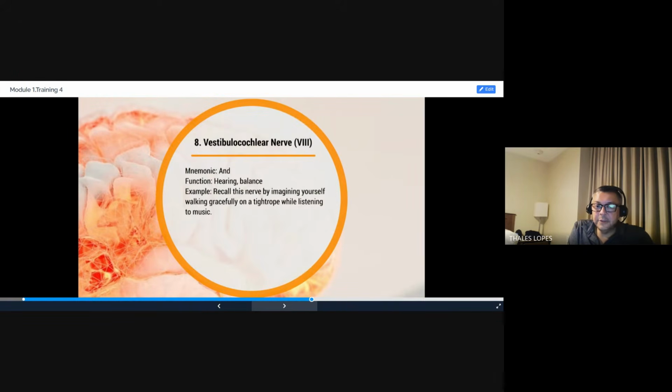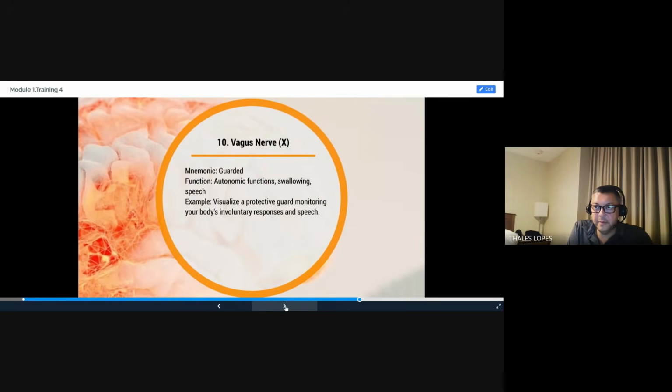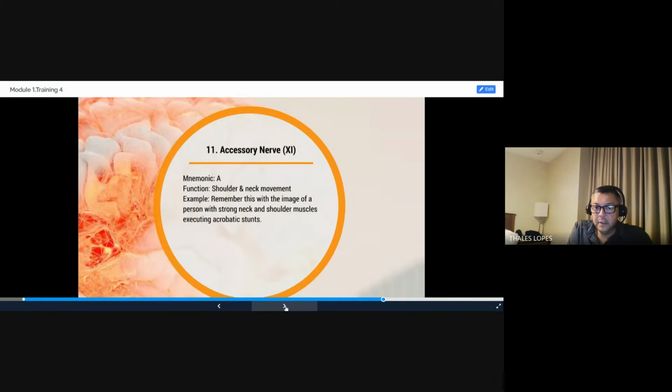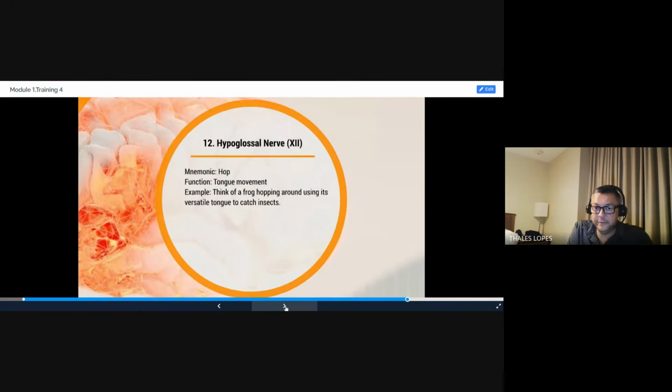8, not that important, as long as you remember hearing and balance. 9, super important, swallowing, right? Taste as well. Remember, taste is not only 9, right? Vagus nerve, you need that for breathing and swallowing as well. I mean, breathing and autonomic functions. 11, neck movement, super high yield, and 12, okay, the tongue movement. So please take the time to memorize your cranial nerves.